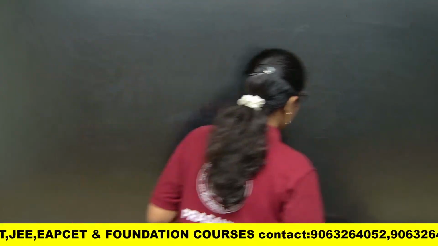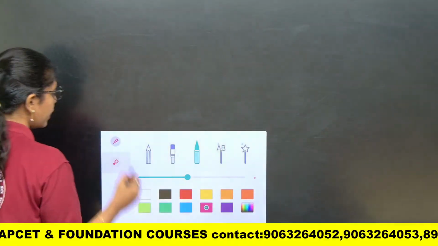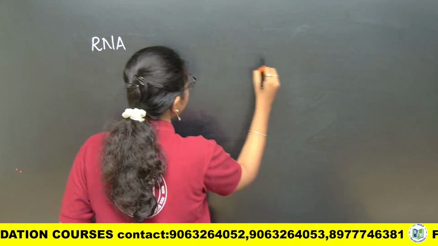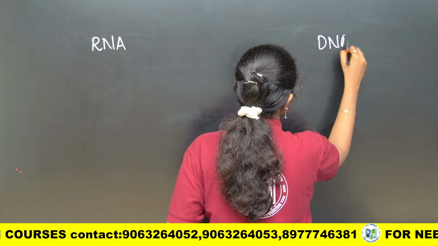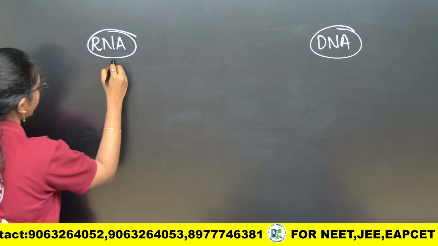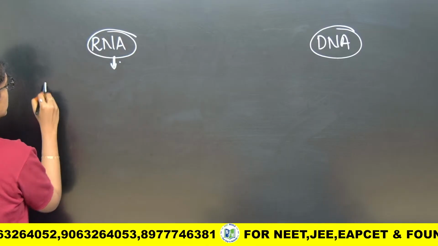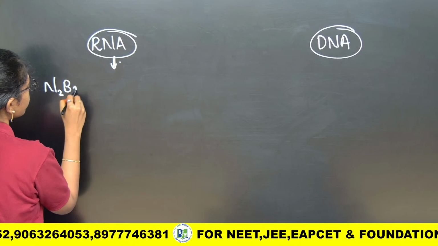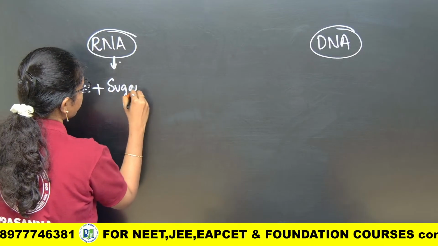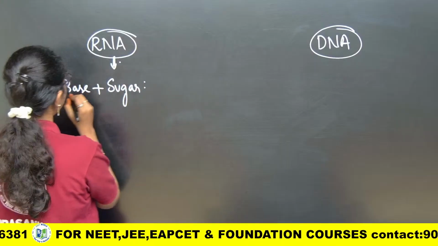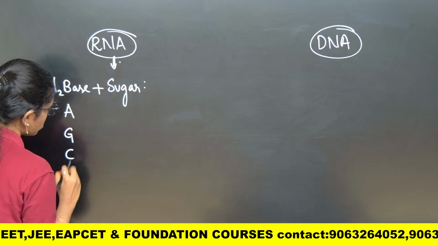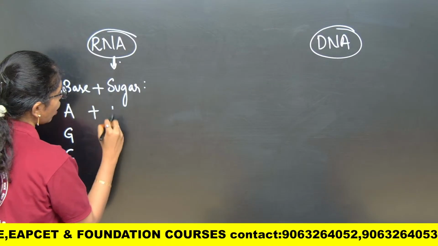So here let me clearly tell you in RNA and DNA. Clearly take a note of it, beta. So in RNA, first the nitrogen base along with sugar. If the nitrogen base is adenine, guanine, cytosine, uracil, adenine along with ribose.